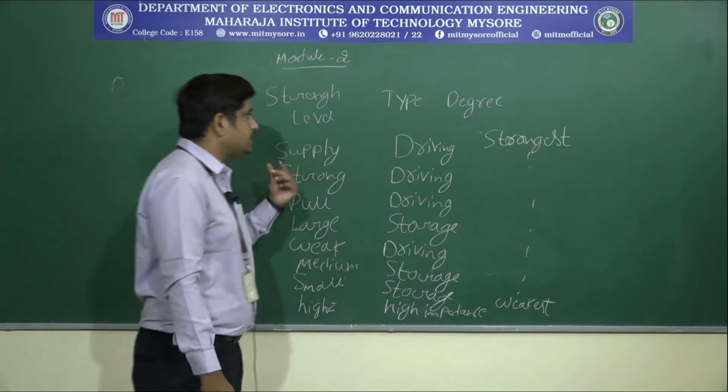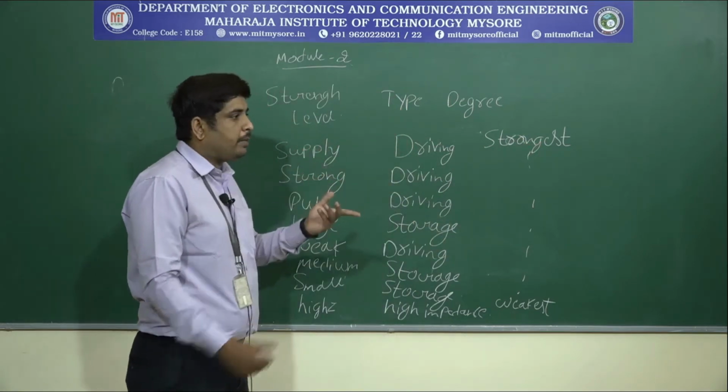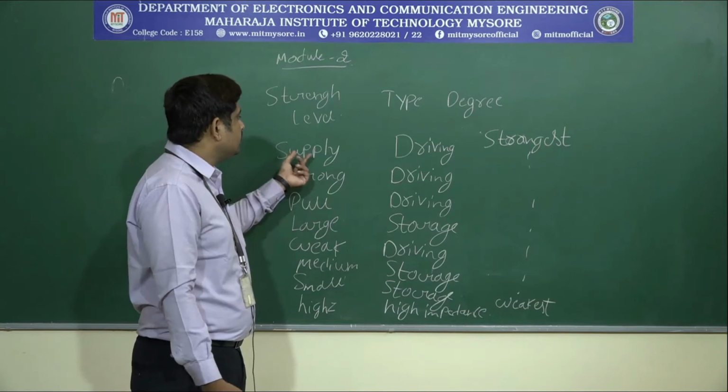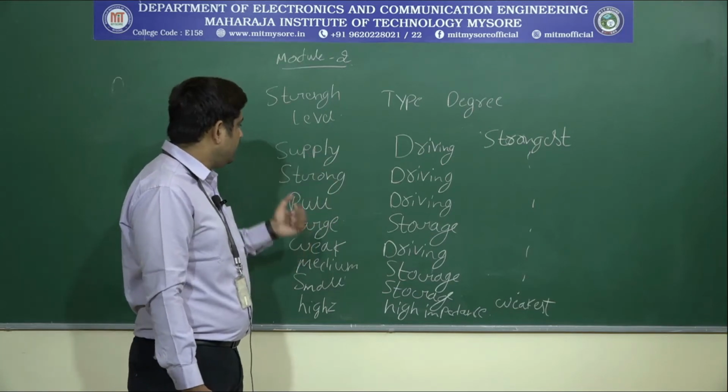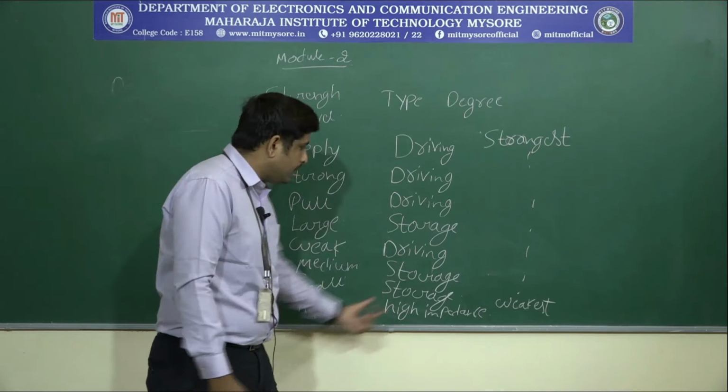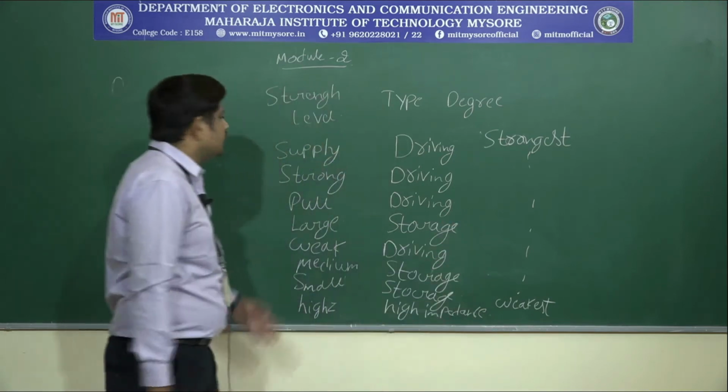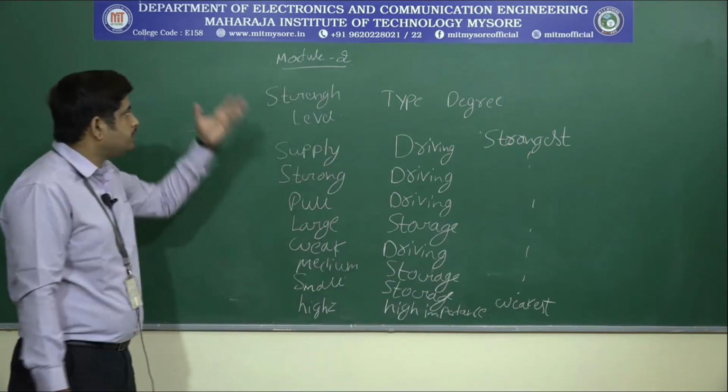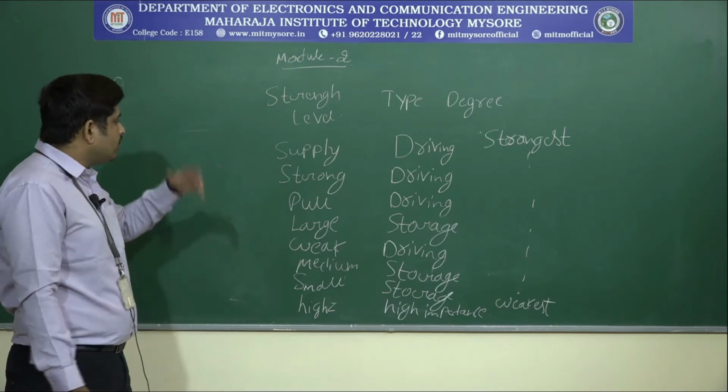Why is supply the highest degree? Because supply we have to represent in terms of voltage, so that's why supply belongs to the highest degree. Then impedance belongs to the weakest degree. So here there are some conditions with respect to this strength level. So what are the conditions?